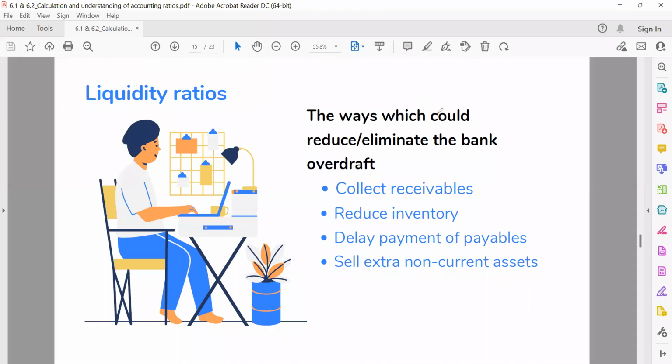Next are the ways we could reduce or eliminate the bank overdraft. Bank overdraft is a current liability. How do we want to reduce it? Collect receivables, meaning trade receivable, collect money from your customer. Reduce the inventory, don't hold it, try to sell it off so that you can get the cash and put it into the bank. Delay payment of the payable means that you delay the payment, then you can keep the cash in the bank so that your bank overdraft will reduce. But the disadvantage of delaying payment of the payable is that your supplier may stop supply to you. Sell extra non-current assets means that you turn your unused non-current assets into cash.